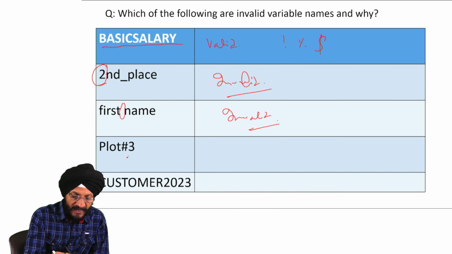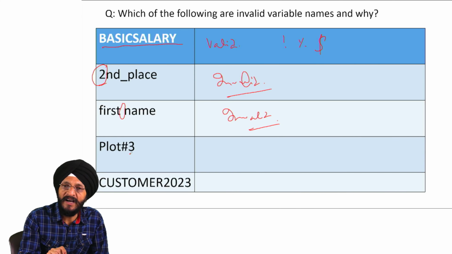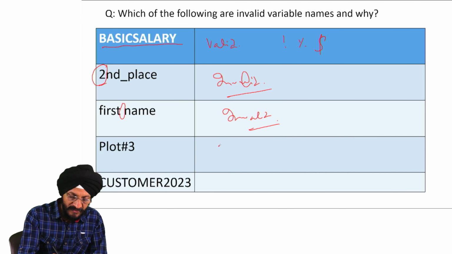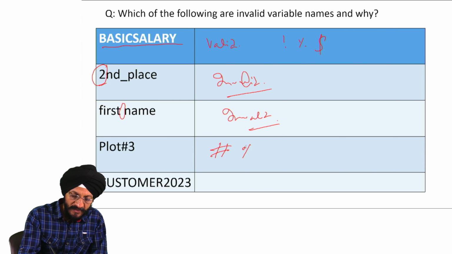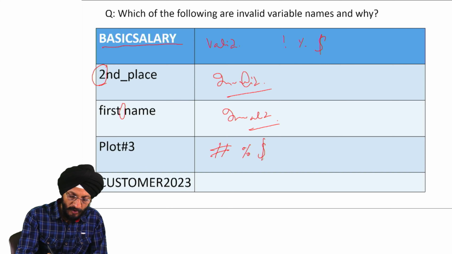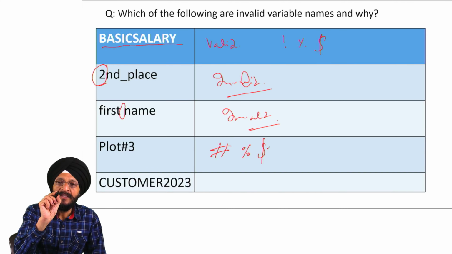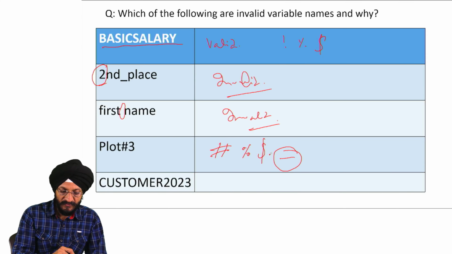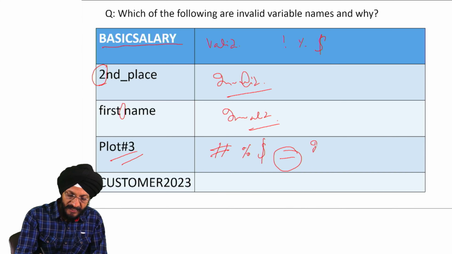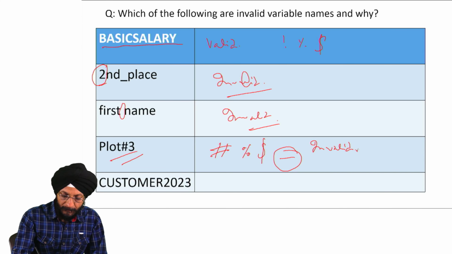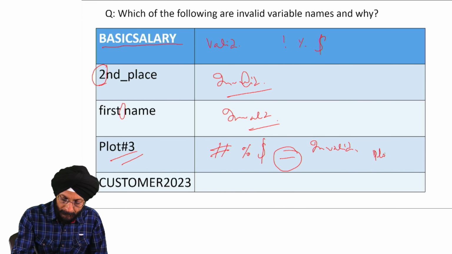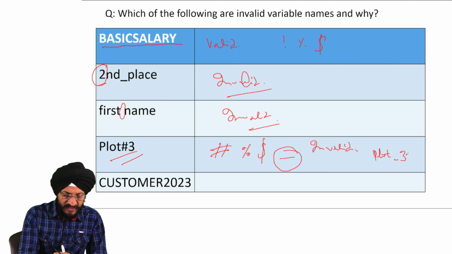Next is plot#3. We have already learned that in the case of variable name, special characters such as hashtag, percentage, dollars are not allowed. Only the special symbol which is allowed is underscore. So here this is an invalid variable name. The valid variable name can be plot_3.